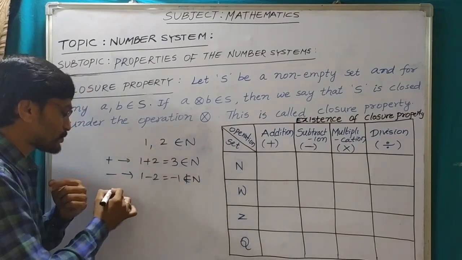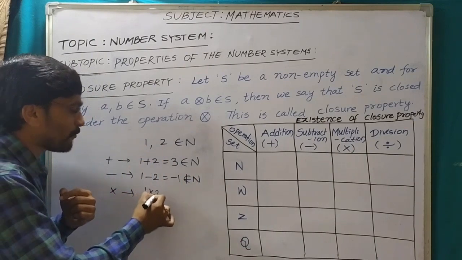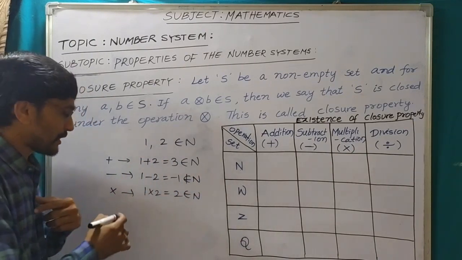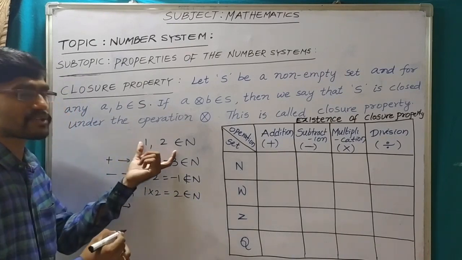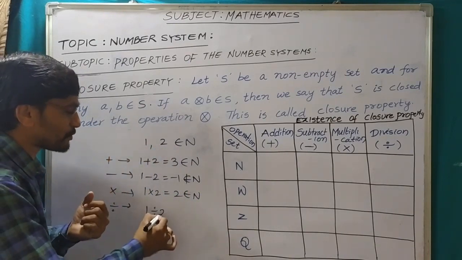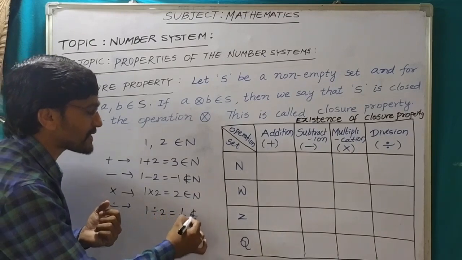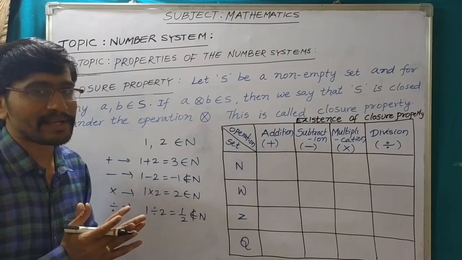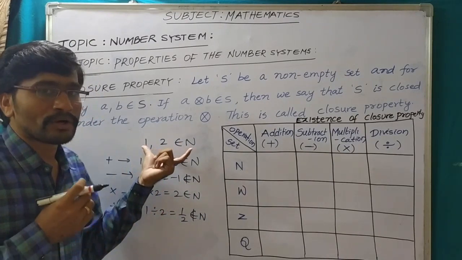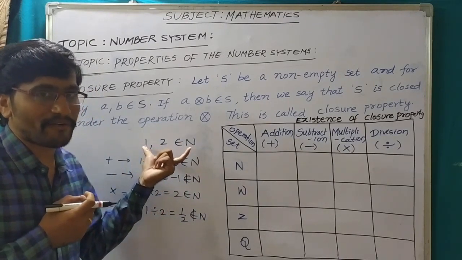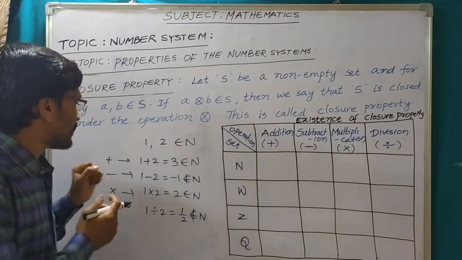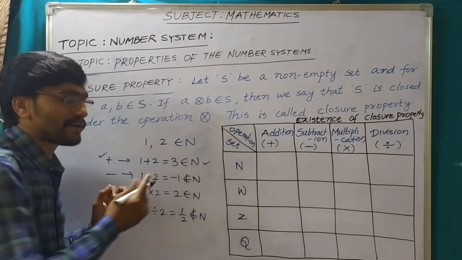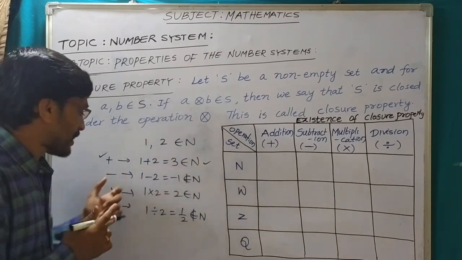Now I want to multiply those two natural numbers. 1 into 2 gives what? 2. 2 is also a natural number, right? Now I want to take division of these two natural numbers. Like 1 divided by 2 gives what? 1 by 2. Is 1 by 2 a natural number? No, 1 by 2 is not a natural number. If we observe clearly here, if we consider two natural numbers, then addition of the two natural numbers is also a natural number.